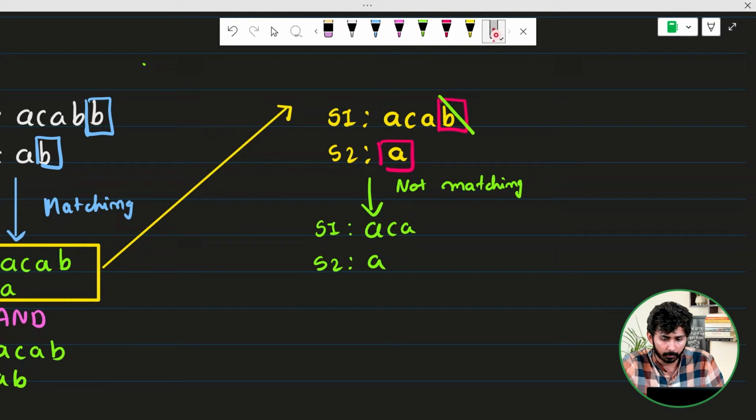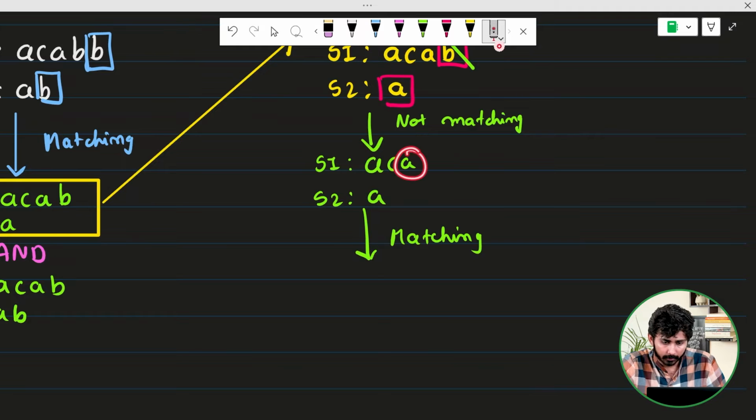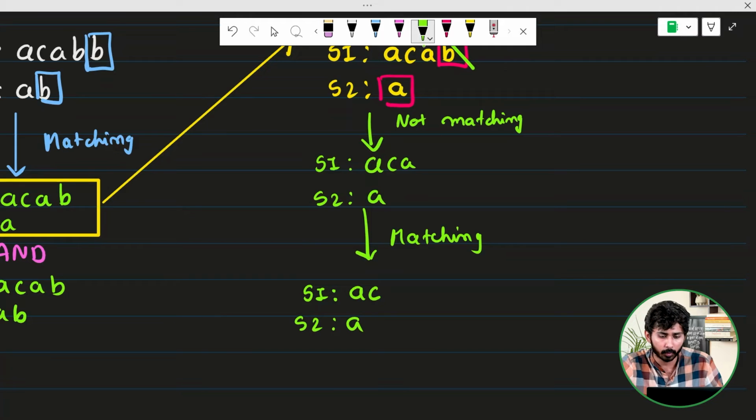Now again, this problem, the last character. Do they match? Yes, they are matching. The last character is matching, right? Now what can I say about this last character if they are matching? I have two possibilities, right? I can discard this and think about the other substring. So now I have two problems over here: S1 AC, S2 A as it is, and S1 AC and S2 empty.